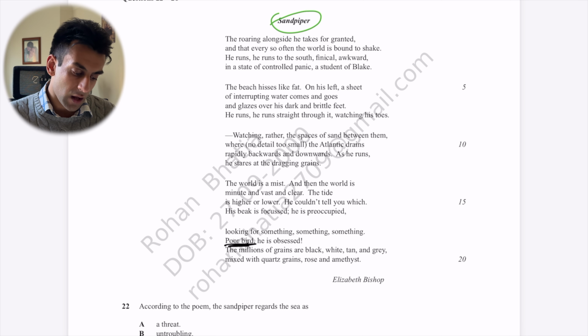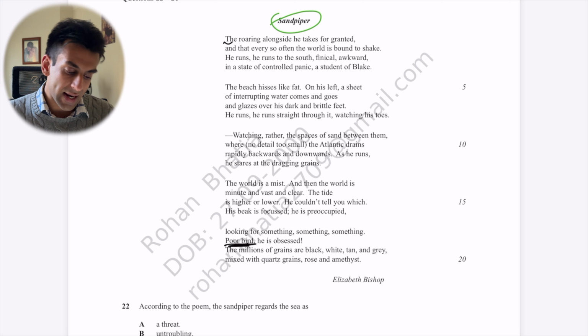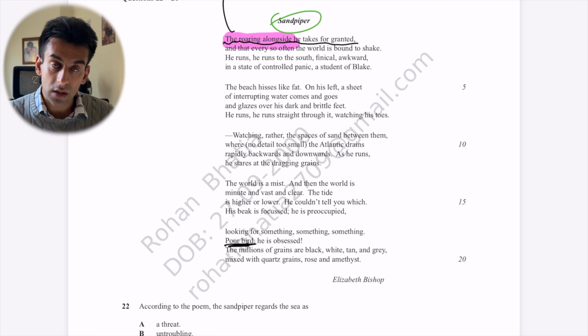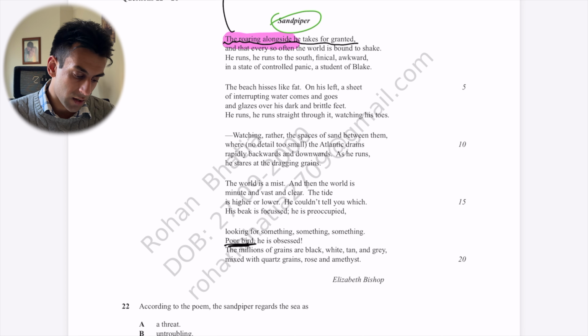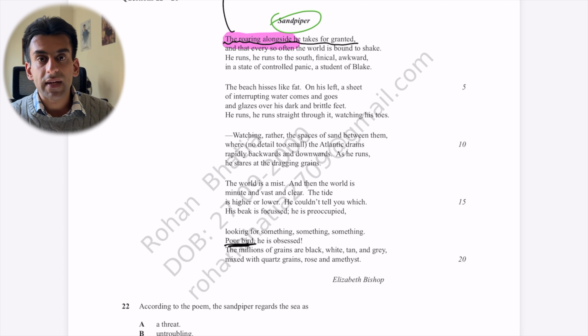So if we look at the first line, "the roaring alongside he takes for granted," okay? Now, that line is really important because it introduces quite an important item in this poem, which is the sea, okay? And the sea is represented by this roaring alongside. So it's a metaphorical characterization of waves, the ocean, the sound that's generated there. So we can call this auditory imagery, okay? Where the object of the ocean is being characterized by its sound, the roaring alongside.